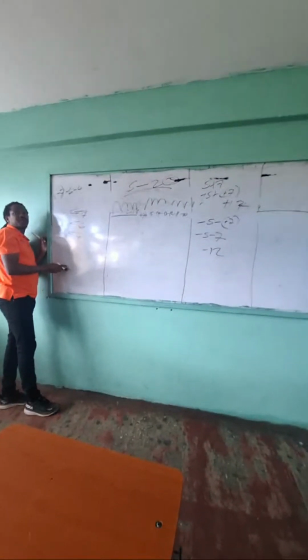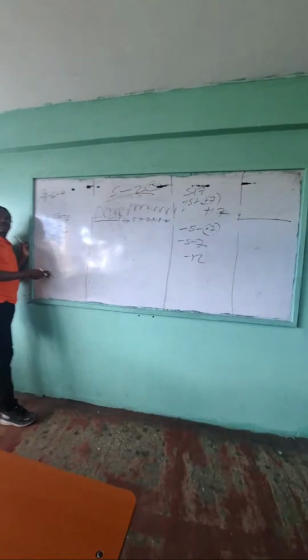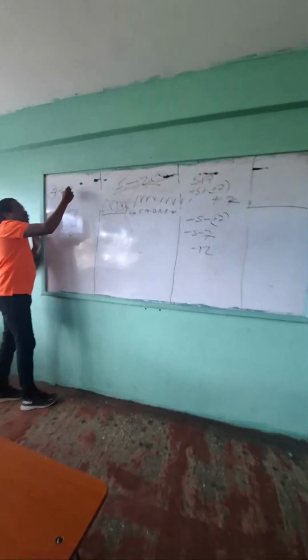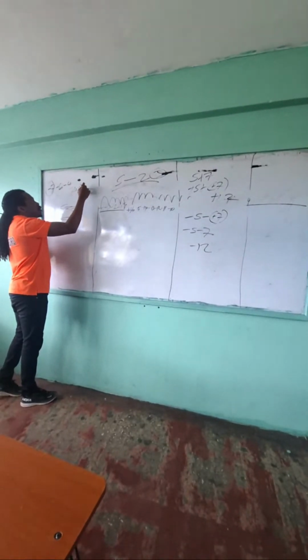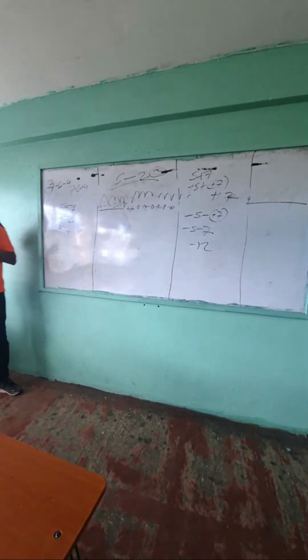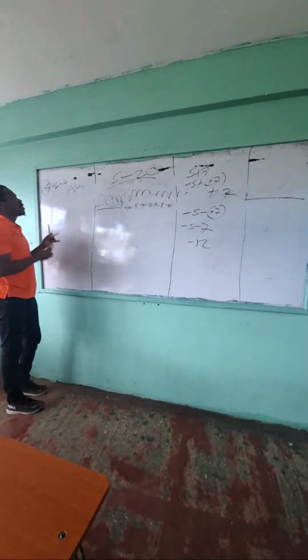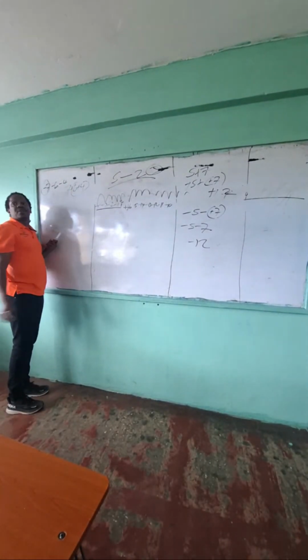Which law am I going to use? 7 plus 6 plus 4. We can use my associative law. See that? 6 plus 4 is 10, and 7 plus 10 is 17.